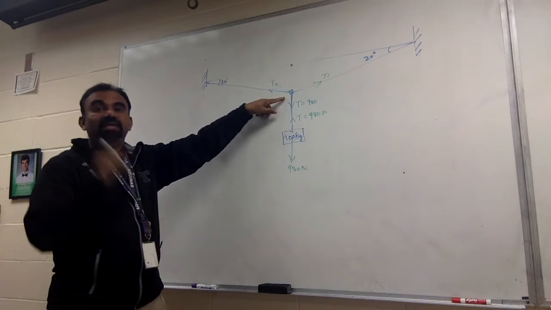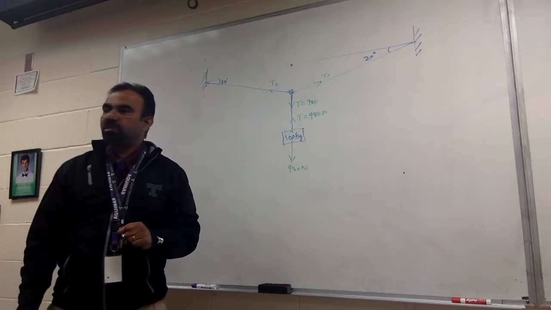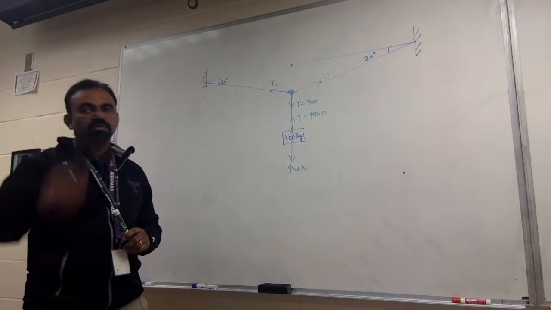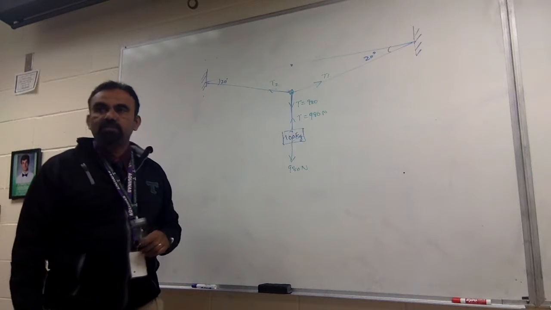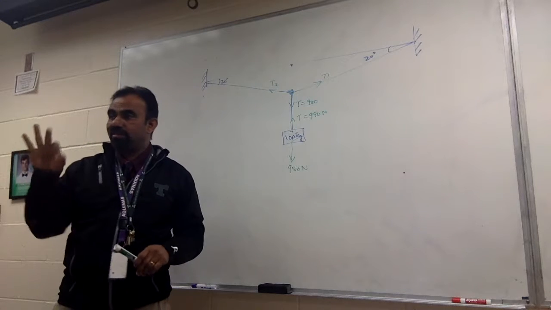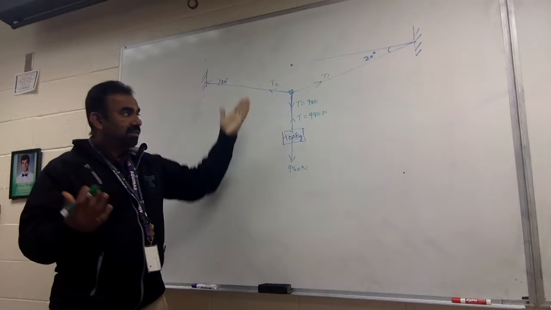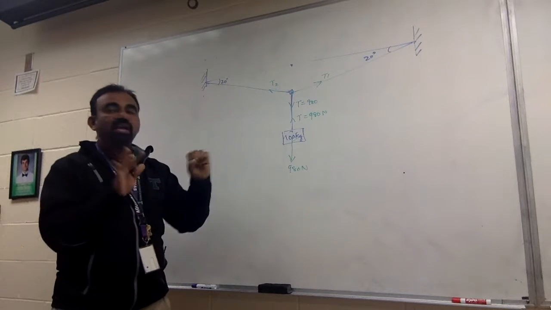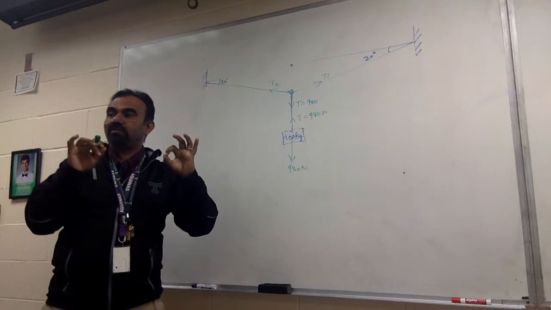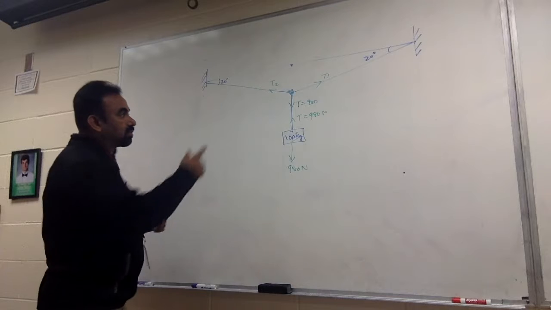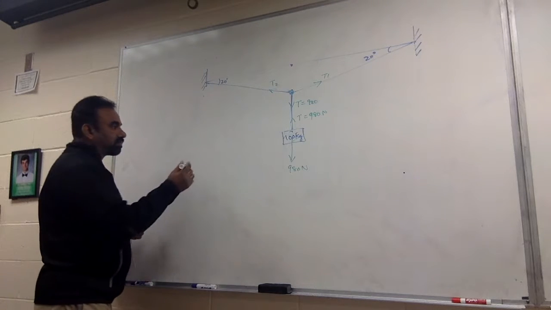Now, the knot is in equilibrium. What is the meaning of that? Net force is 0. Good job. The knot is in equilibrium because the net force is 0. Newton's first law again. Although there is no object over there, the net force is 0, so the knot is still.